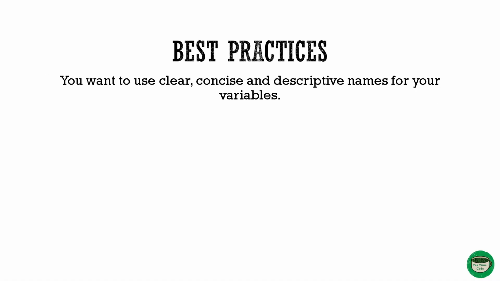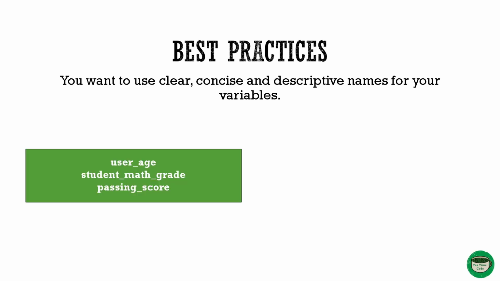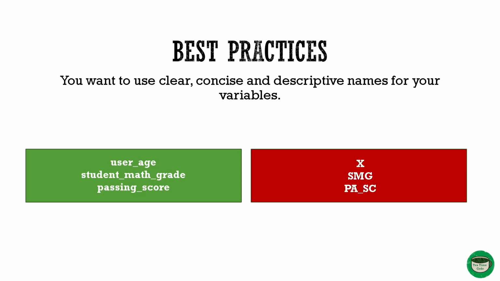You also want to make sure you use clear, concise, and descriptive names for your variables. Some examples of this would be user_age, student_math_grade, and passing_score. These are all variables that you can tell what they mean just by their name. However, if they look like this, so x, smg, or pa_sc, just from first glance you can't completely understand what these are referring to.